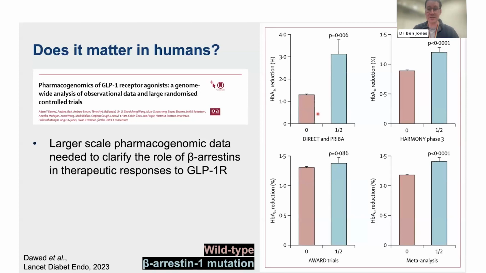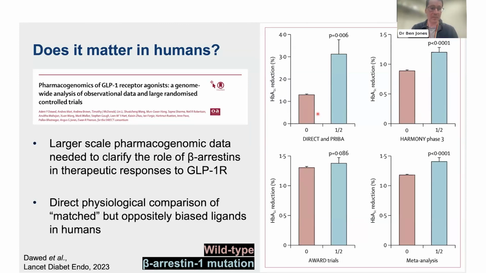We do need larger scale pharmacogenomic data to clarify the role of beta-arrestins, the role of biased signaling in the therapeutic response to GLP-1. And I think we also need to be doing a direct physiological comparison of the kind of ligands that I showed on the previous slide, where we know that they have the same pharmacokinetics, and we can compare how they act physiologically in humans.